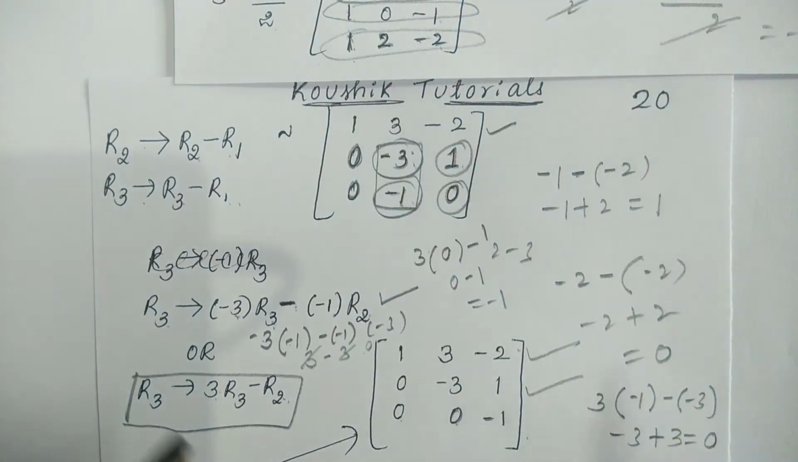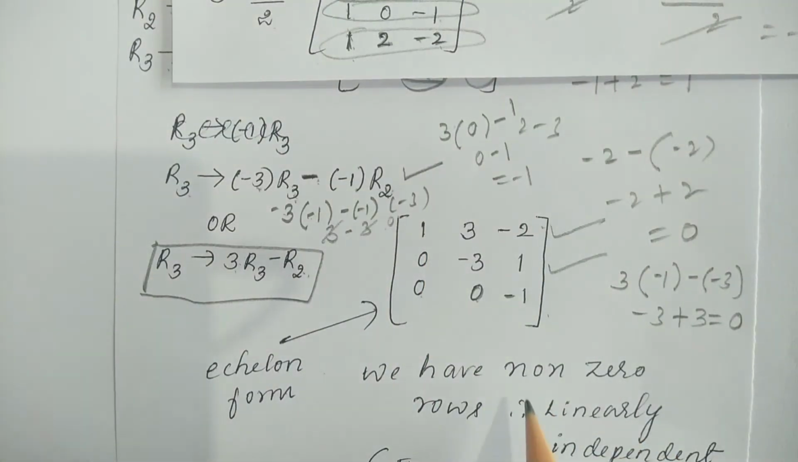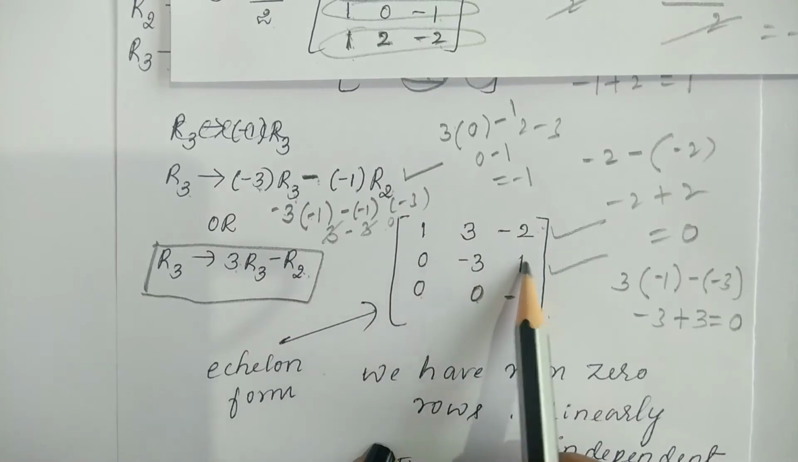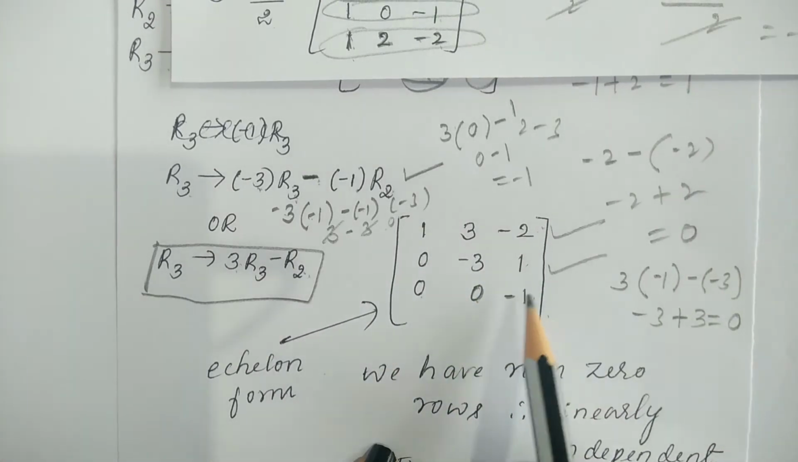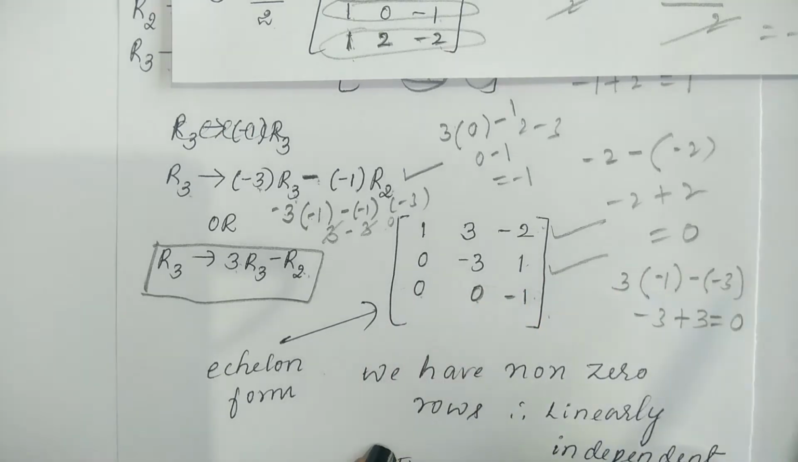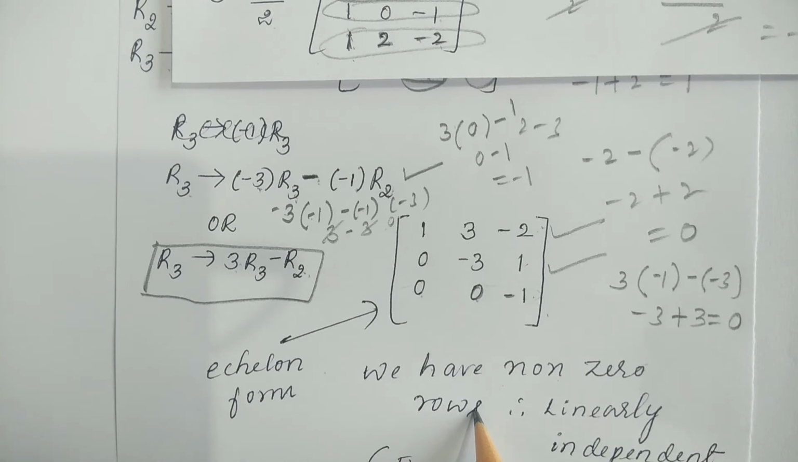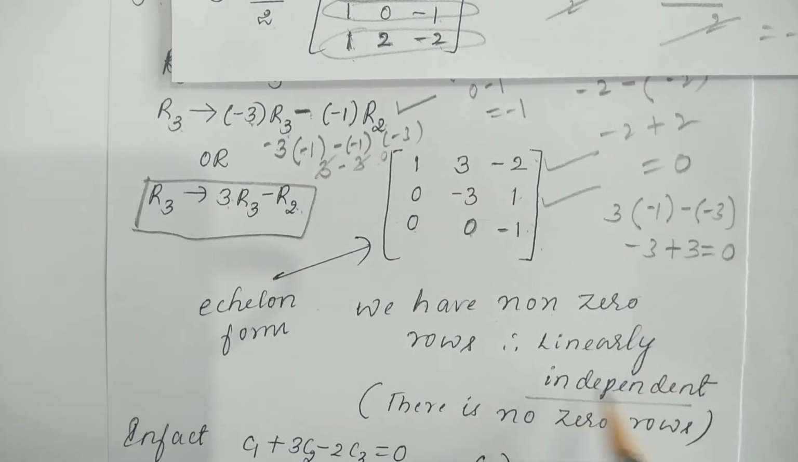Okay. So here this is a row reduced echelon form. We have, this is a non-zero row, this is a non-zero row, this is also a non-zero row because minus 1 is a non-zero entry. Therefore, this complete row is a non-zero row. We have non-zero rows. So what it says, if we have non-zero rows, then the given vectors are linearly independent. So there are no zero rows.